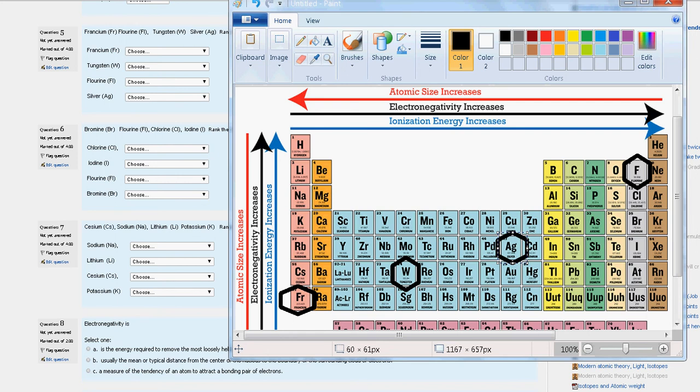Now, we're looking at electronegativity. Remember, electronegativity increases as you go from bottom to top. So in other words, electronegativity is highest at the top of the table, and it's also highest over at this right side. If you take a look at fluorine, there's no question about it. Not only is it the highest, but it's also furthest over to the right. So it's going to be the most electronegative.